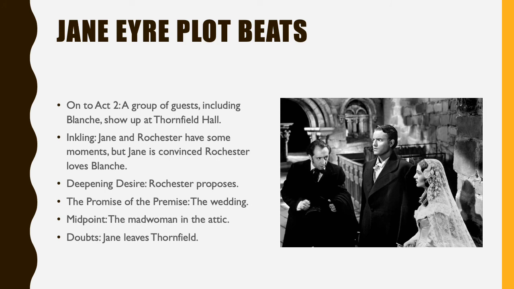But we're on to Act 2, when a group of guests, including Blanche Ingram, show up at Thornfield Hall. So the inkling is that Jane and Rochester have some moments, there's a series of moments that are really tense and delicious through the story, where Jane starts to fall for Mr. Rochester and has real feelings for him, but she's convinced that he's in love with Blanche because Blanche is his social equal and Jane is not.